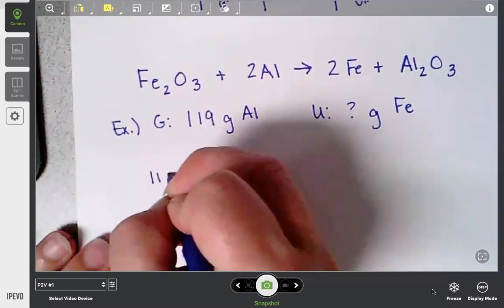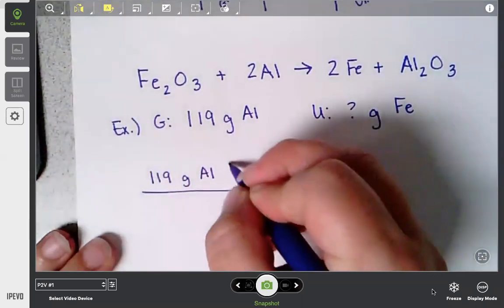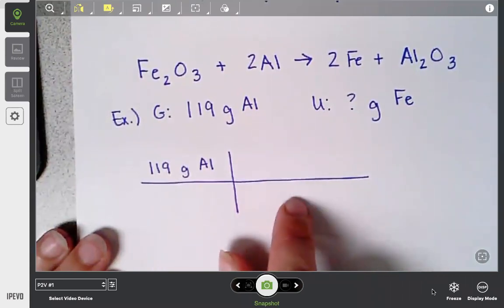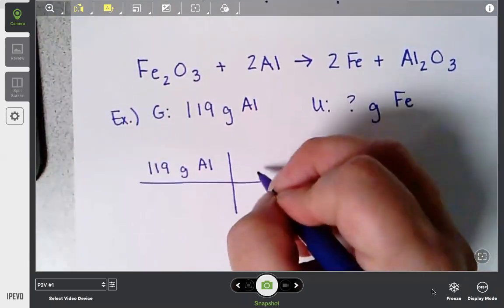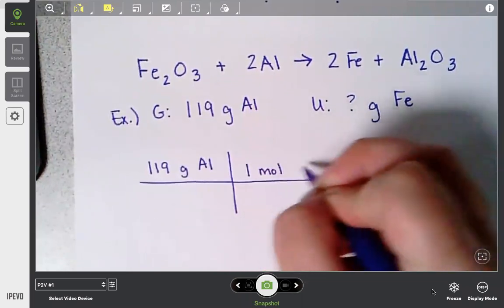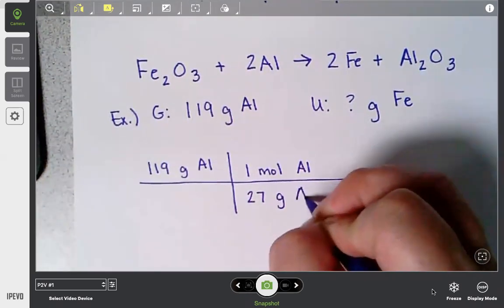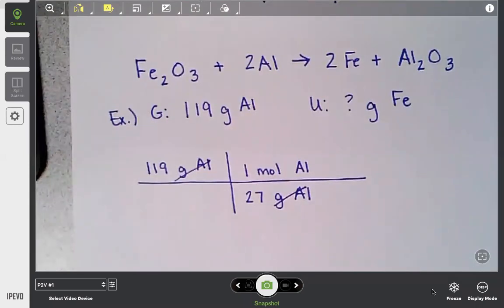Step one, I'm going to put my given, including the unit, and get started. If I have grams here, I have to have grams on the bottom. The part of stoichiometry that contains grams is molar mass, which is the mass of 1 mole. So 1 mole of aluminum, and I looked this up on the periodic table, is 27 grams of aluminum. Now I've gotten rid of the grams part, so I've got moles, and that's good because I have to use a mole ratio.